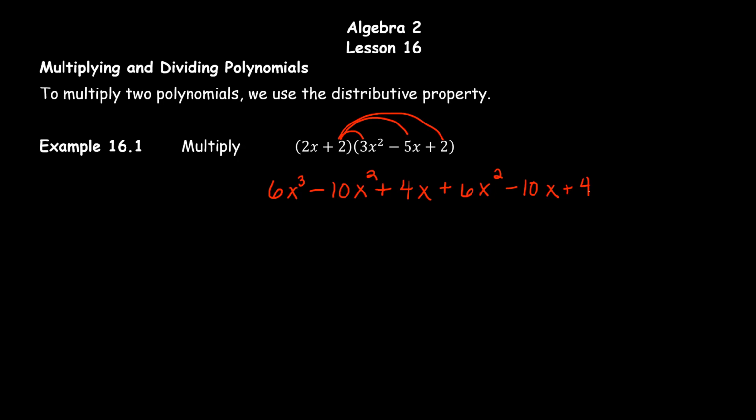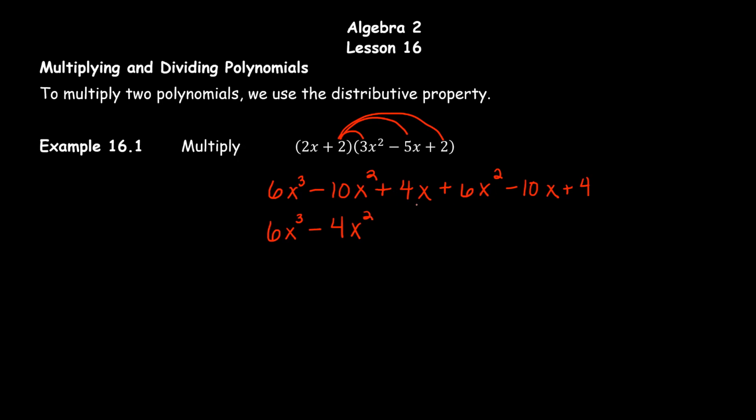All right, so I have distributed everything. I've been very careful about all of my signs and things. So now I'm going to group together my like terms. 6x cubed is the only x cubed term, so that has nothing to combine with, so that'll just be 6x cubed. And then I have a minus 10x squared and a plus 6x squared, so that adds up to minus 4x squared.